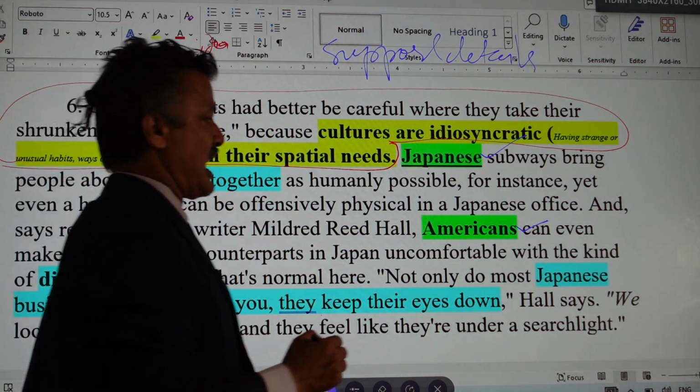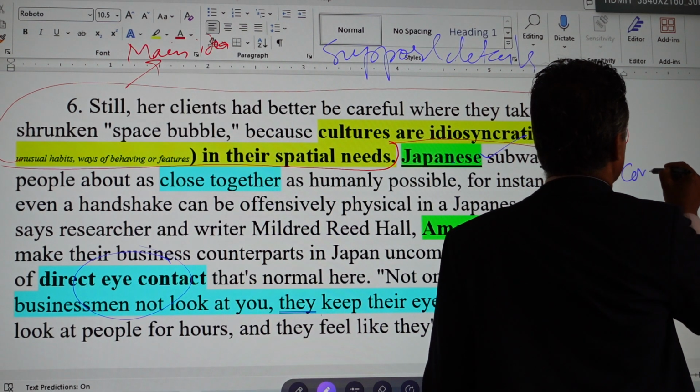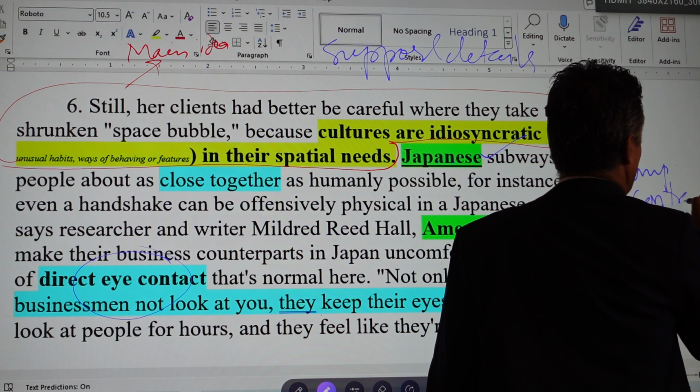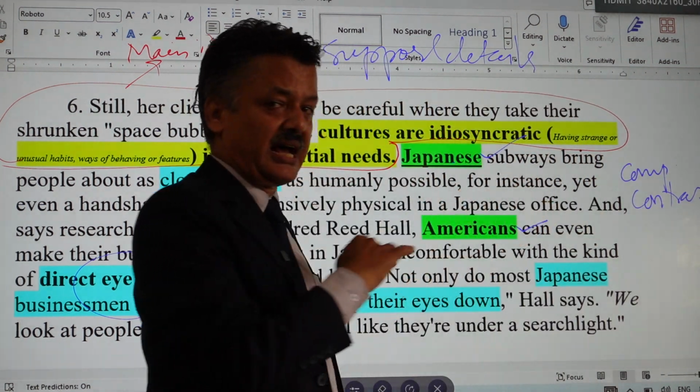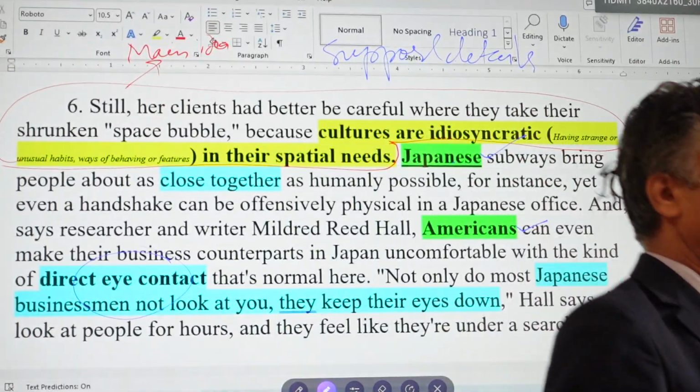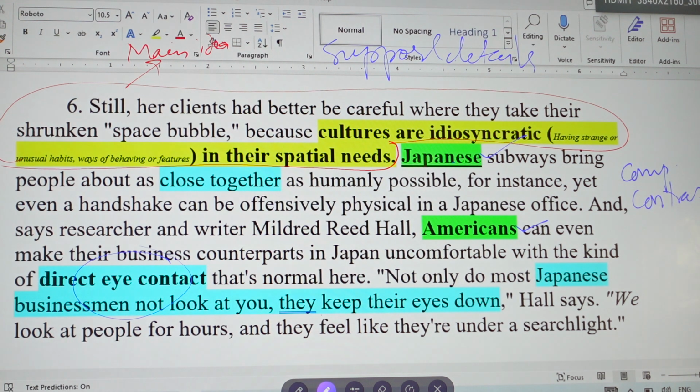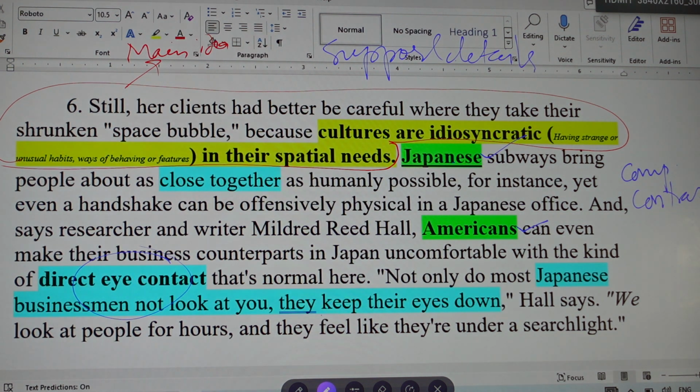So this paragraph is written in the structure of comparison and contrast. It's necessary that you understand the structure of a piece of writing. Then only can you read it effectively and understand it. This paragraph is comparing. Comparing what? Cultures. Which cultures? The Japanese and the American. And this talk about culture is developing from paragraph 4, sentence number 2, clause number 1, where it says, from culture to culture, the use of space differs. Any questions before we move ahead?